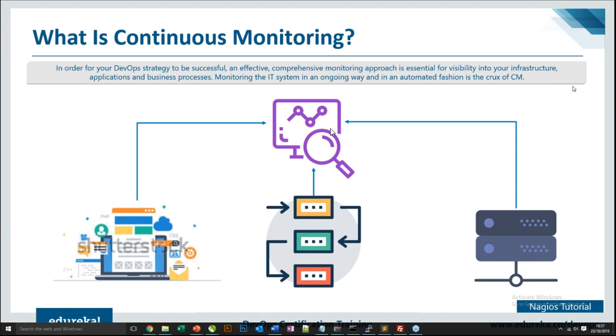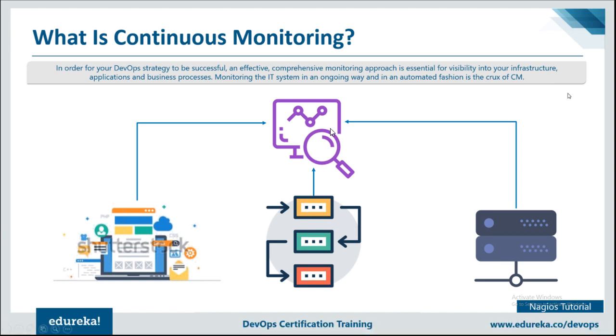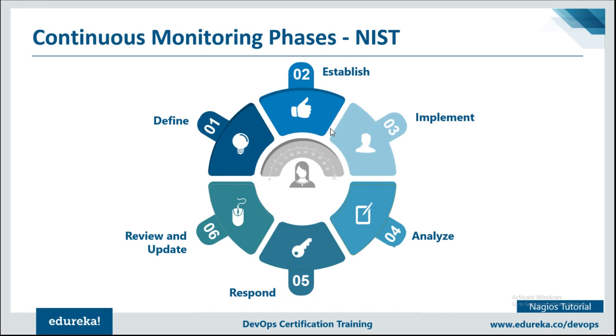Right. Next, these are the continuous monitoring phases. First of all, we have to define, then we have to establish, then we have to implement, analyze, respond, review, and update. So these are the different phases of continuous monitoring.